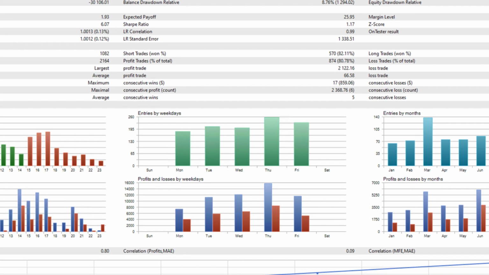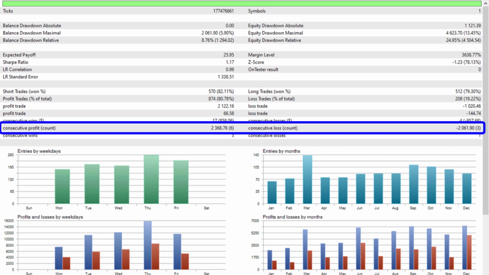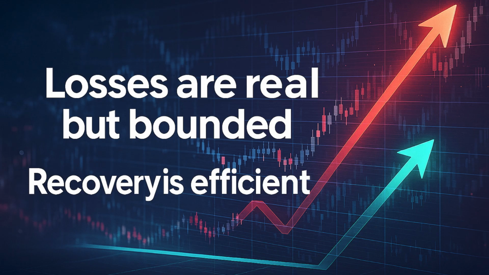You can see by weekday, activity and profits cluster on Thursday and Friday. By hour, entries concentrate during the London-New York overlap, and most profits land in those windows. The longest profit streak is 6 trades totaling about $2,300, while the worst consecutive losses are 3 trades totaling about negative $2,000. So losses are real but bounded, and recovery is efficient.